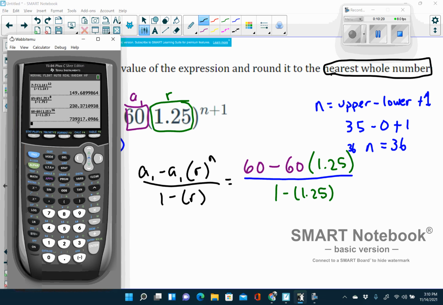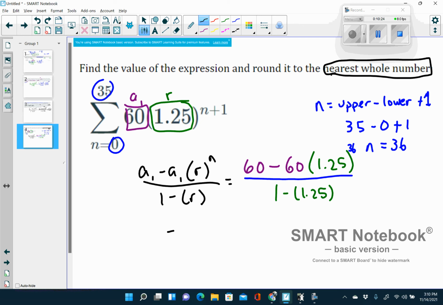So 739,317. So this is the answer for the question.